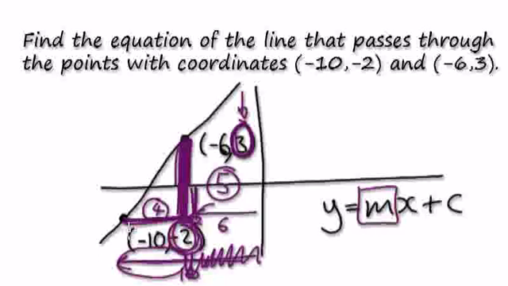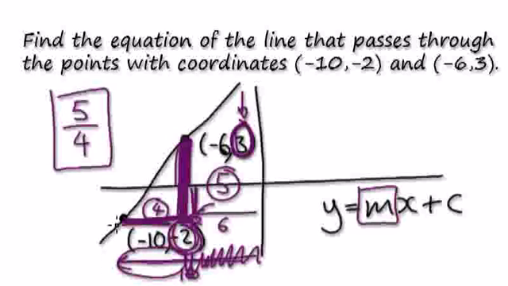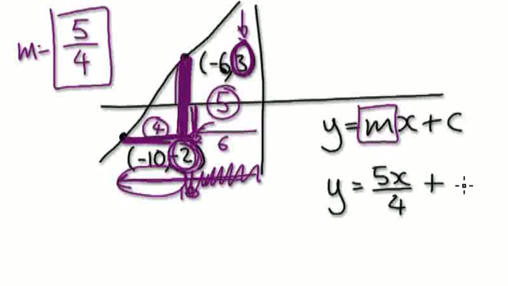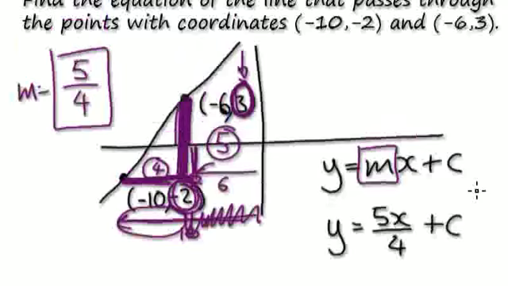Now the second thing I need to take note of is that it's going uphill, so the gradient would be positive. The gradient is always the height divided by the width. And it's a positive gradient, so we don't need to stick a minus in there. So this is our m. Let's put that into m. So y equals 5x over 4 plus c. Now the question is, what is c?